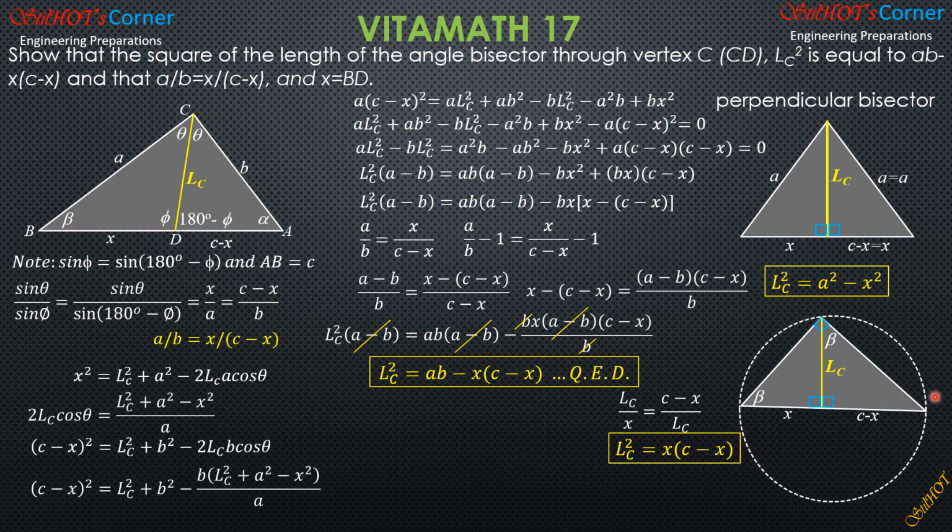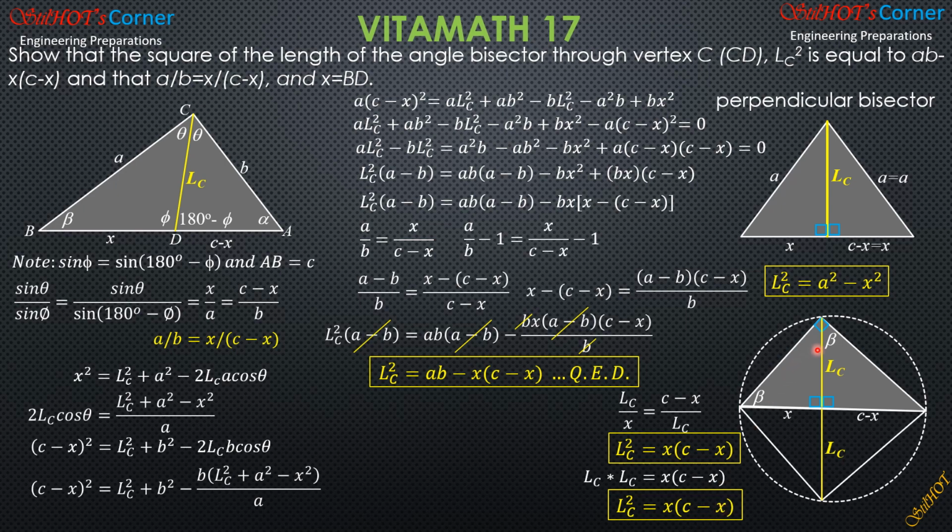Other way is when we circumscribe a circle. Remember that if we reflect this right triangle about this hypotenuse, and we already did that, we have two intersecting chords. This is also L sub c. So L sub c times L sub c, the product of the segments of one chord equals the product of the segments of the other. So that is L sub c times L sub c equals x times c minus x. And the result is the same. L sub c square equals x times c minus x.